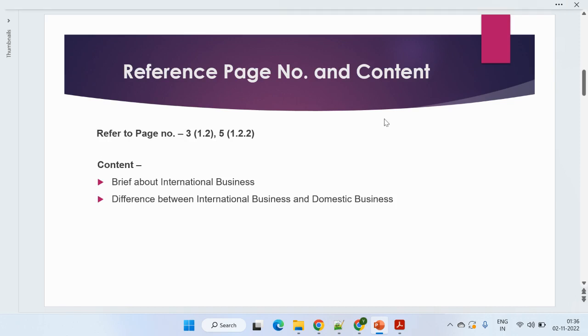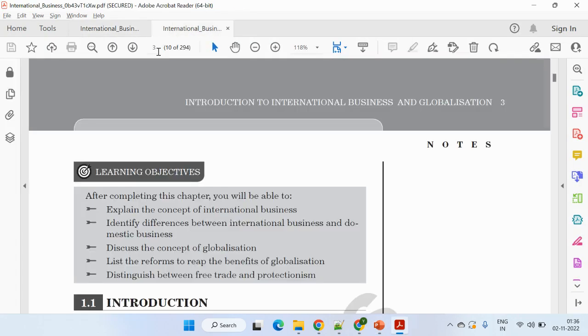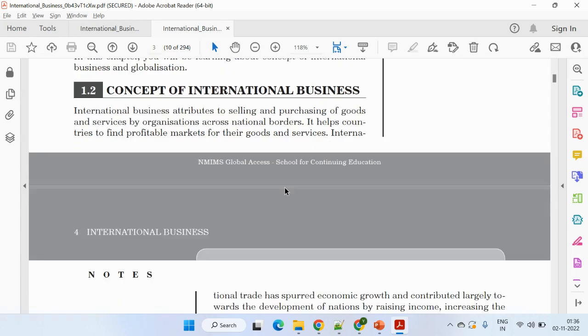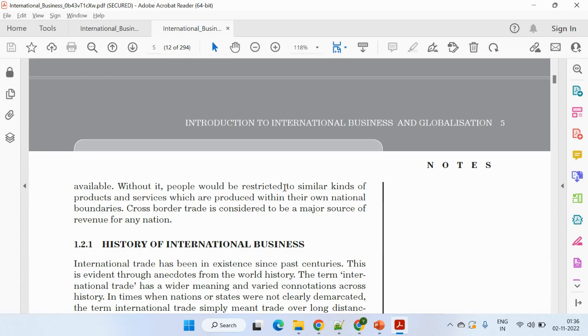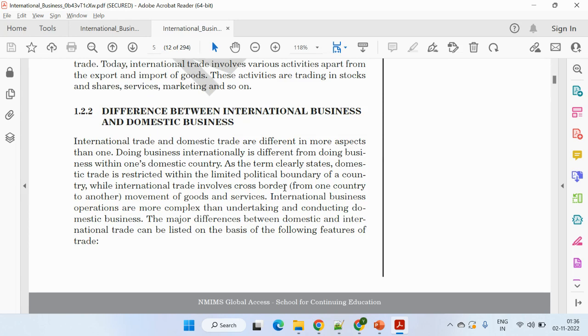Pages to refer: page number 3 and page number 5 give a brief about international business and the differences between international and domestic businesses. Let's see page number 3 in the book. Because it's a 10 marks question, it's better to give a brief conceptual understanding of international business, where we are selling goods across national borders. You explain that stuff, not much, but you can cover 100 to 150 to 200 words for this, because the differences will cover almost 700 to 800 words.